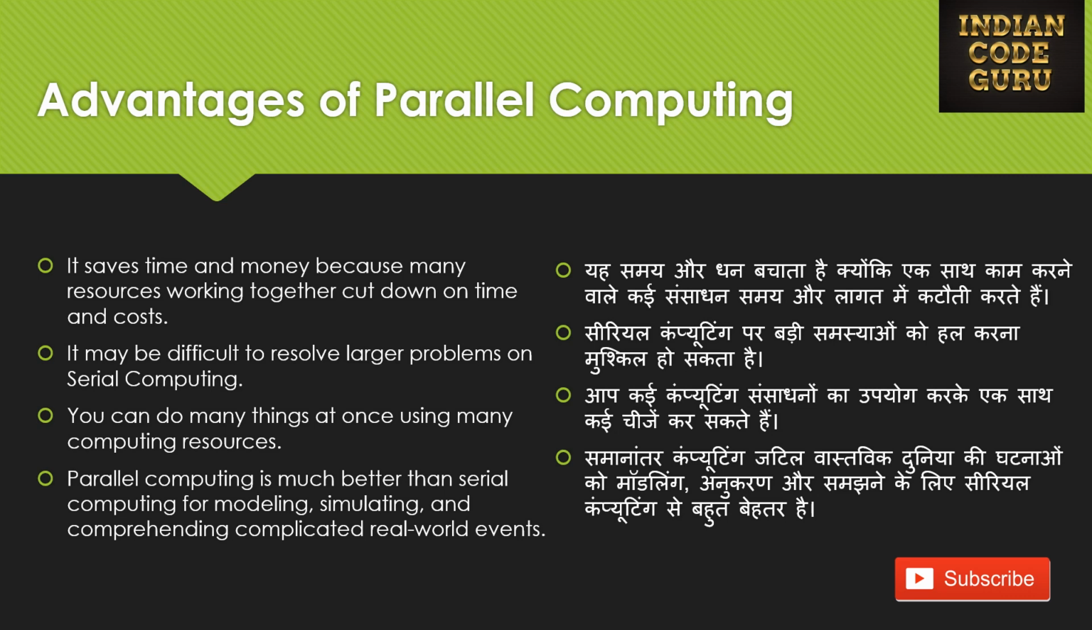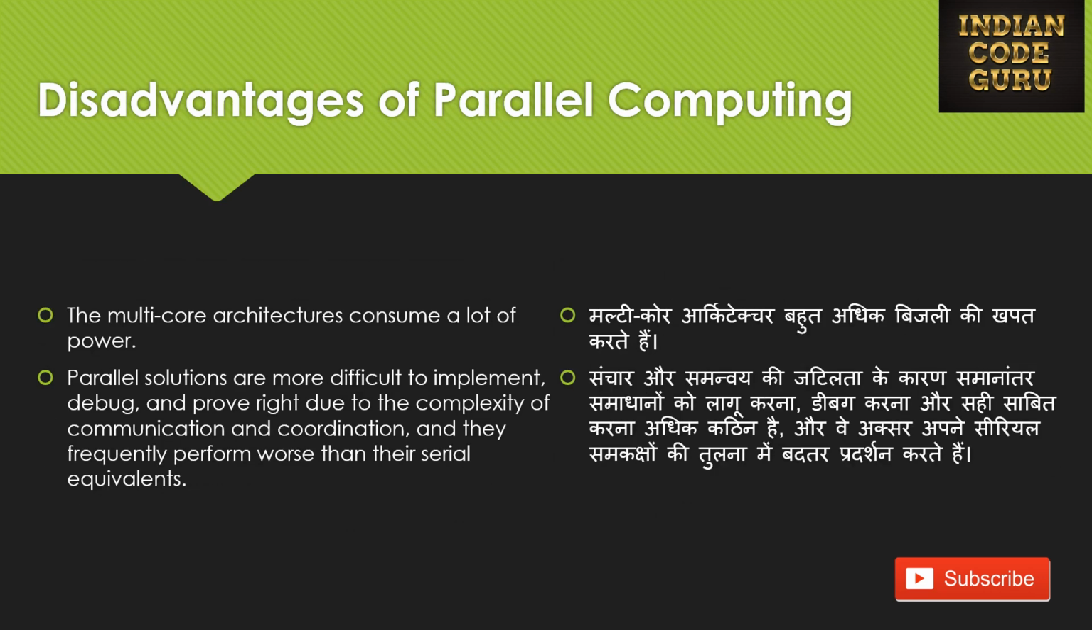It may be difficult to resolve larger problems on serial computing. You can do many things at once using many computing resources. Parallel computing is much better than serial computing for modeling, simulating, and comprehending complicated real-world events. Disadvantages of parallel computing. The multi-core architectures consume a lot of power. Parallel solutions are more difficult to implement, debug, and prove right due to the complexity of communication and coordination, and they frequently perform worse than their serial equivalents.